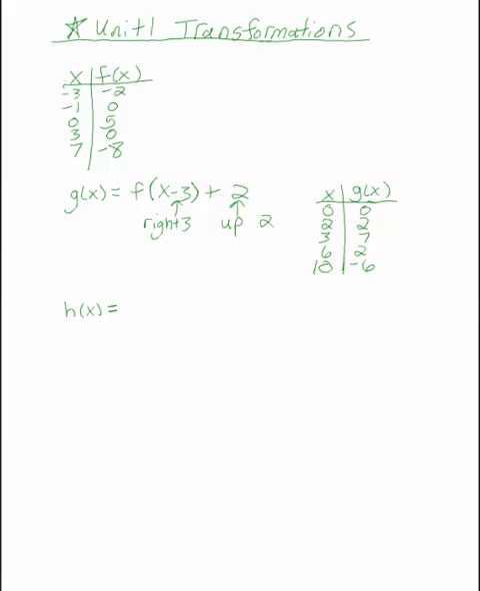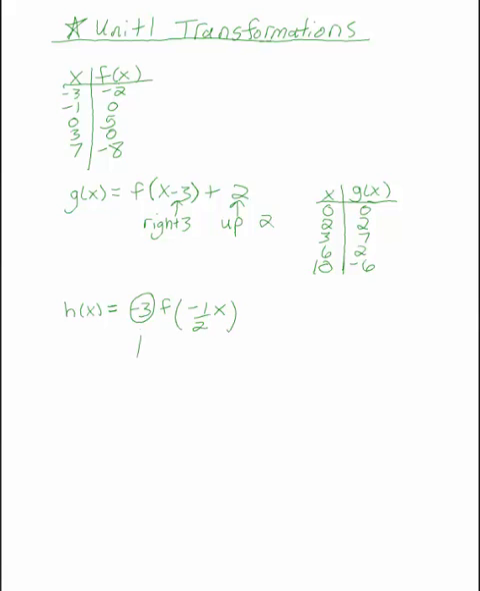So our function h of x is going to be -3 f of (-1/2 x). So again, first we have to identify what these transformations do, and then we have to apply what we've determined to our f of x table to create the h of x table.